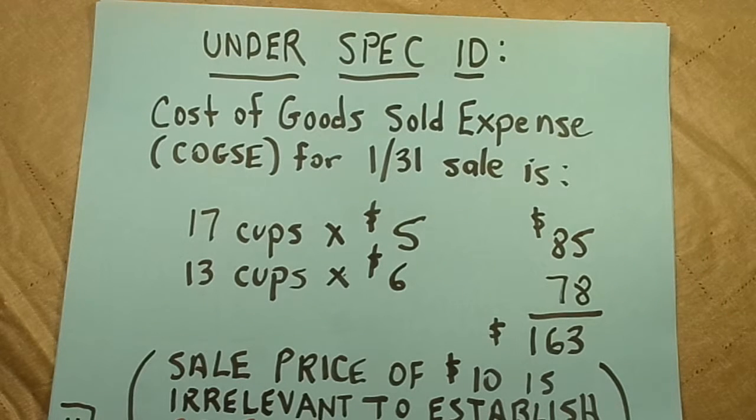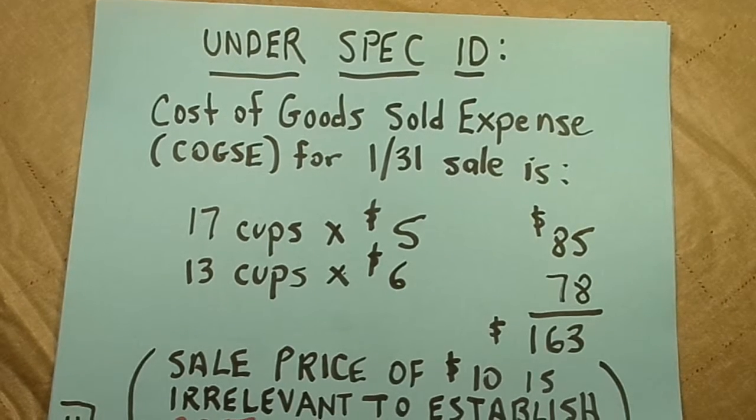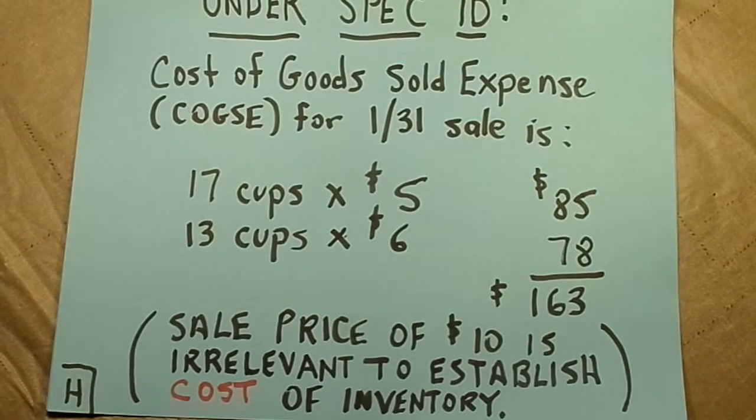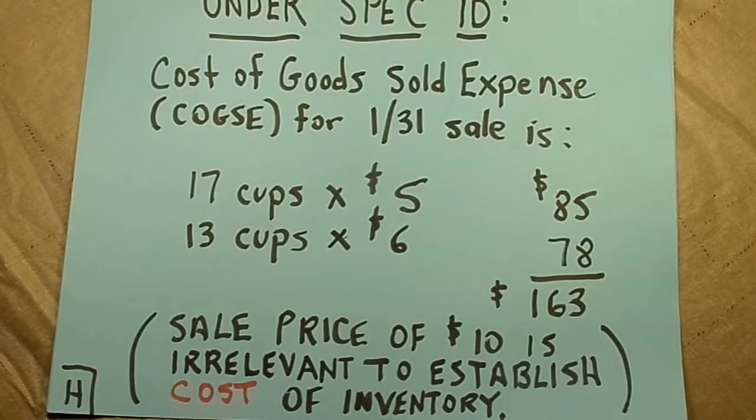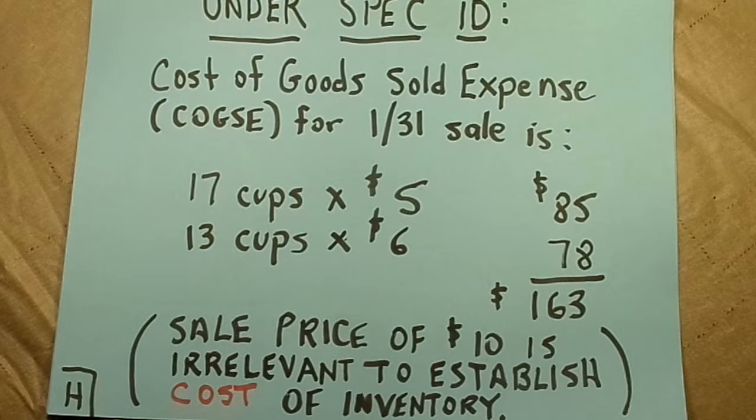So under specific identification, we might learn from invoices that the ones we sold were actually 17 from the $5 tranche of inventory, and 13 of them were for the $6 tranche of inventory. This would mean that we have 17 cups times $5 or $85, and 13 cups at $6 or $78, for a total cost price of $163. The sale price of $10 for these is irrelevant, as I said earlier.